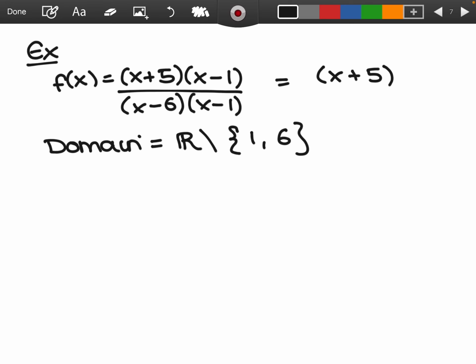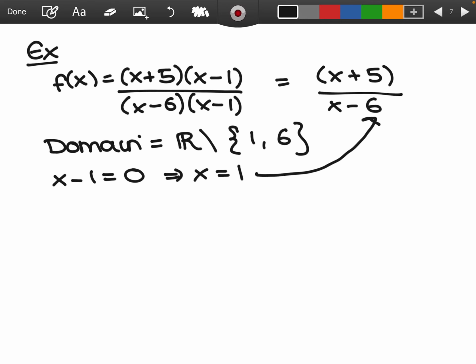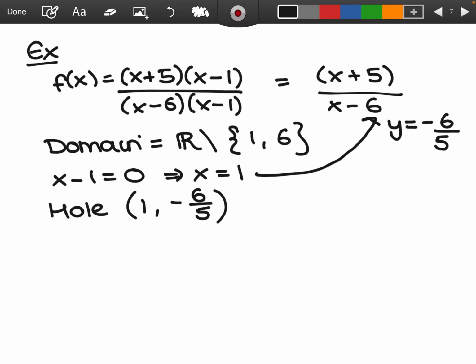Then if I were to simplify this function, I end up with x plus 5 over x minus 6. I have cancelled out the x minus 1s, telling me that if I set x minus 1 equal to 0, so x is equal to 1, at x is equal to 1, I have a hole. What's the y coordinate of it? I plug this into my simplified form, which would give me negative 6 over 5. So I have a hole at the point (1, negative 6 over 5). Okay.